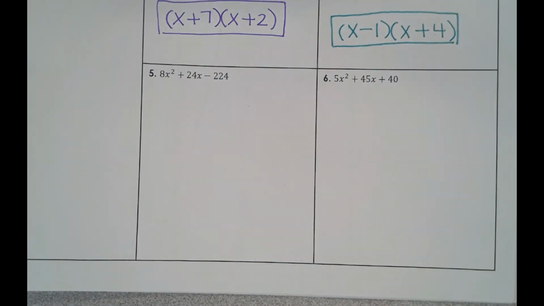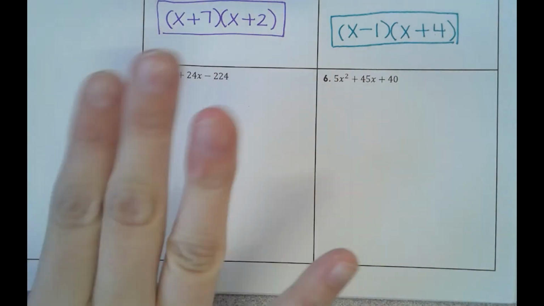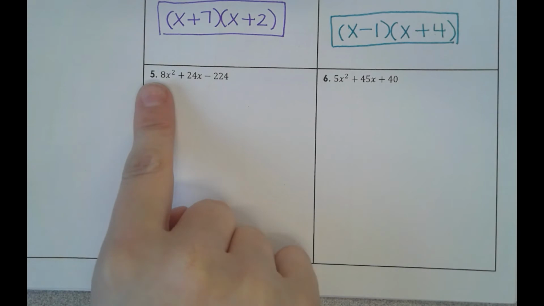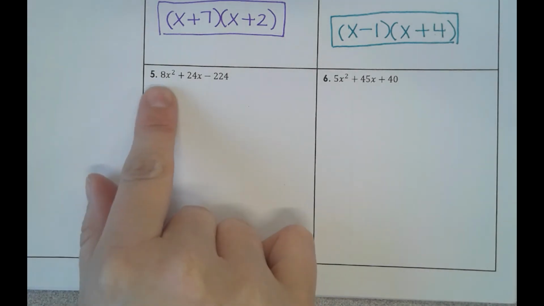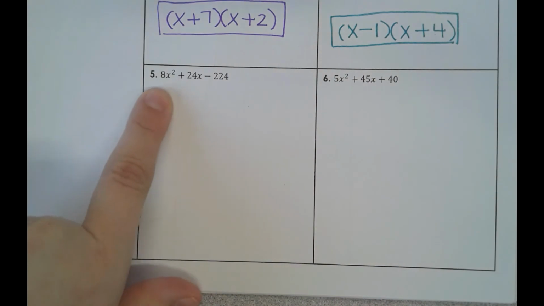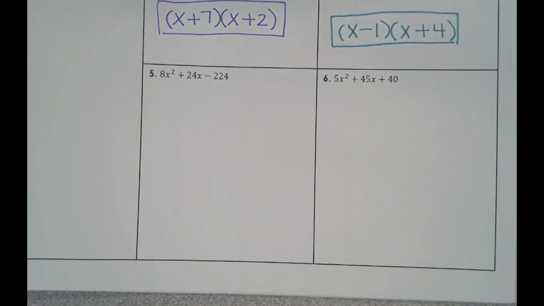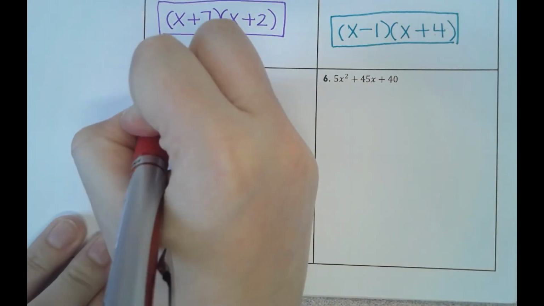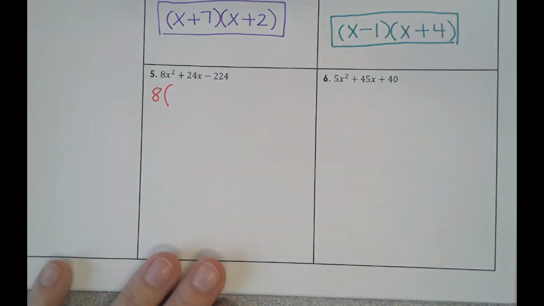Now, numbers 5 and 6, you'll see a number in front of the x squared. Just because there's a number doesn't mean it can't be factored, but I haven't taught you how to do that. You're not going to do that in here. So for you all, if you see a number, then there's definitely going to be a GCF. And that GCF is going to be whatever that number is. So in number 5, the GCF is 8.